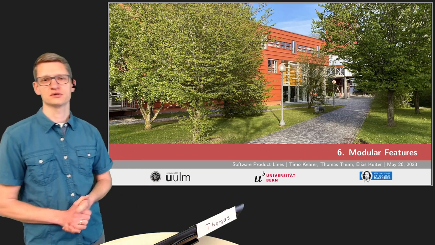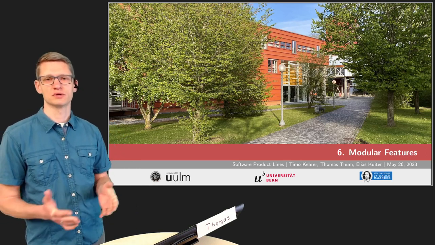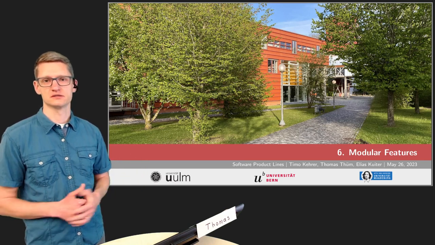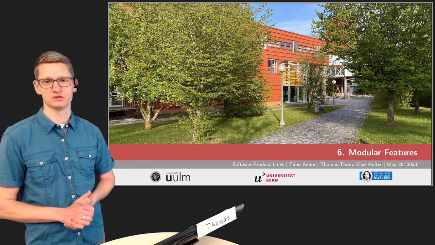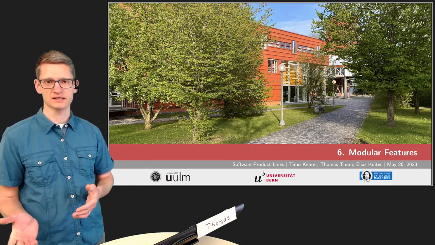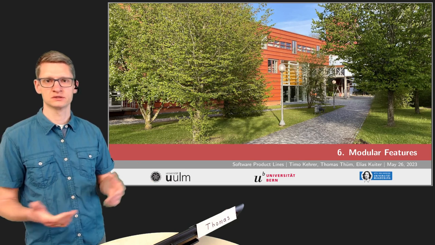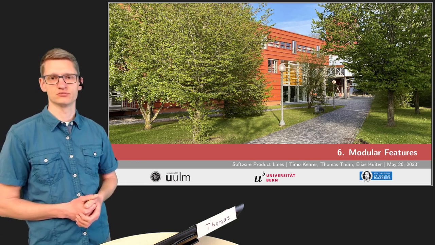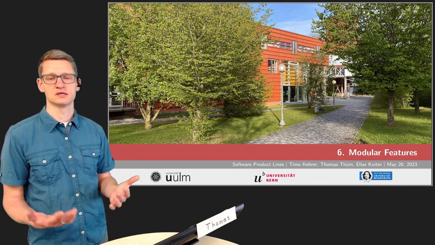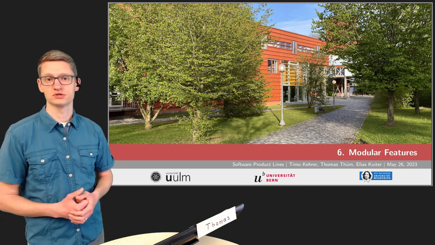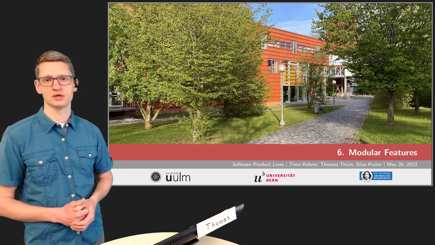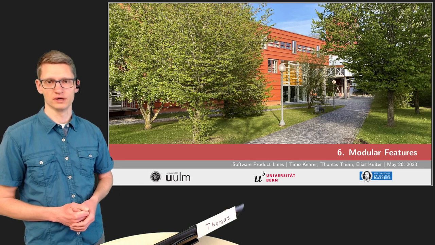In today's lecture, we want to see how to implement features in a modular fashion, where we have interfaces between the features. We looked at compile time variability already in the last lectures in terms of conditional compilation that we can do with build systems and preprocessors, but we've seen that we have many problems with those techniques that come from the fact that features are not modular. So in this lecture, the goal is to show you how to implement features in a modular way.